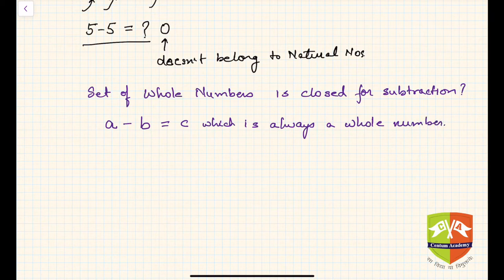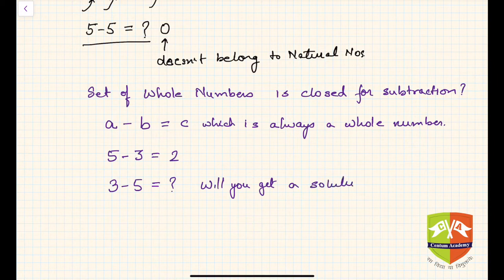Because you can take an example. For example, it was very comfortable if you subtract a smaller number from a greater number, like 5 minus 3. And you know the answer very easily, it's 2. But what happens if I reverse these two numbers, right? That means if I want to find out 3 minus 5, does this answer belong to the set of whole numbers? That means, will you get a solution in the set of whole numbers?